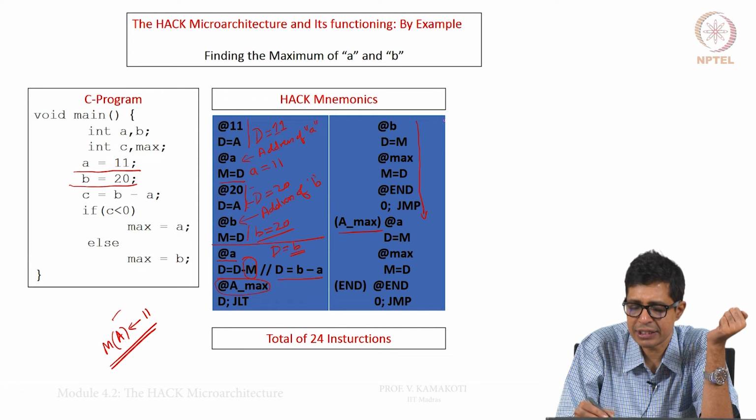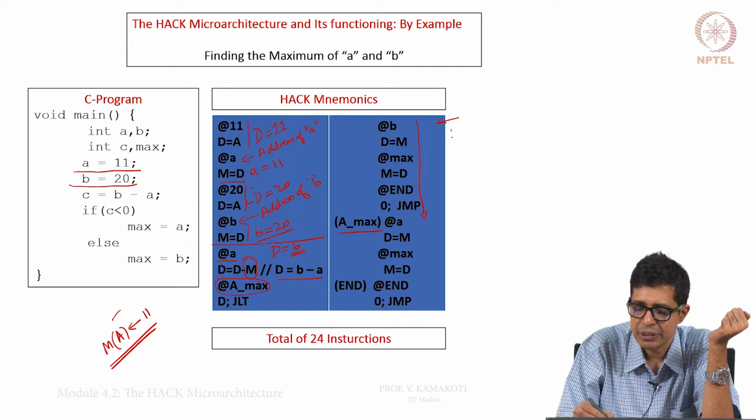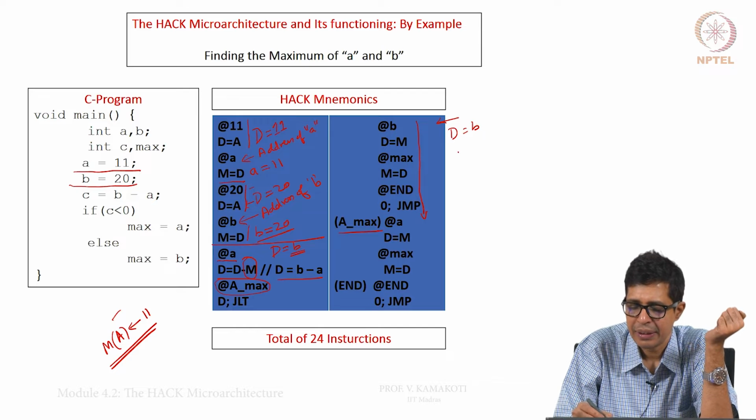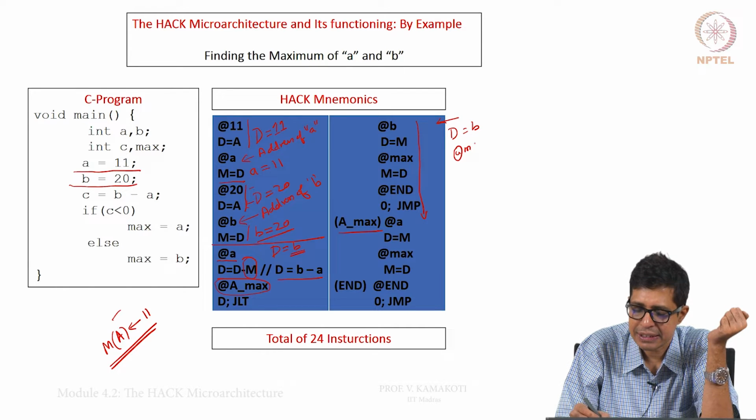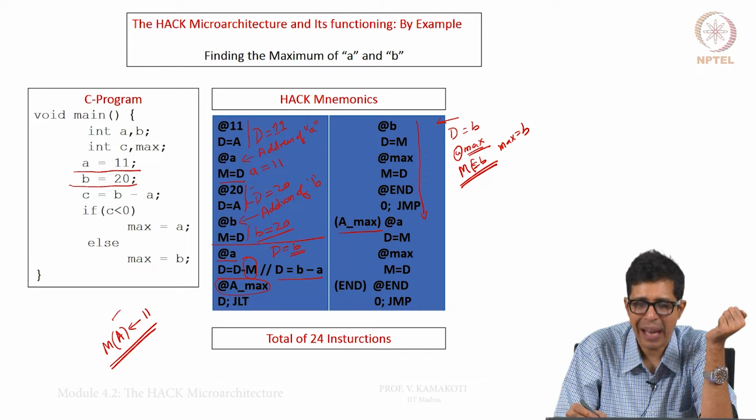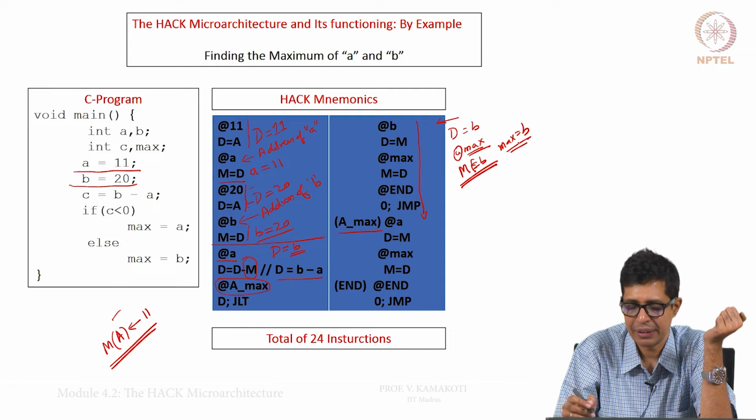What are these instructions doing? First at B, so D will now become B. Now at max, so max is the memory location for max. So M equal to D means M gets the value B, that means max is equal to B, because the address now points to max. So when I say M equal to D, max gets the value B.